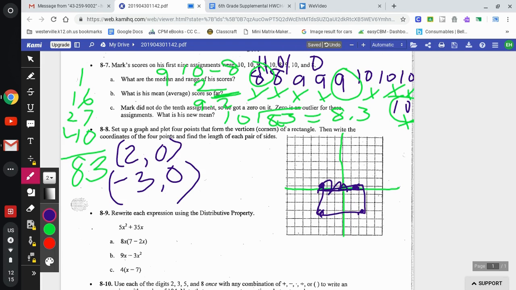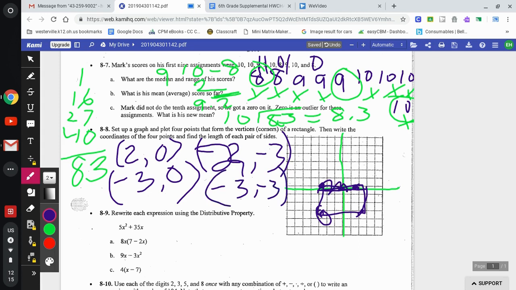Next, I got over 2, down 3. And then my fourth point here would be over 3, down 3. So again, you can have any type of rectangle you want. That's the one I created. Beautiful.